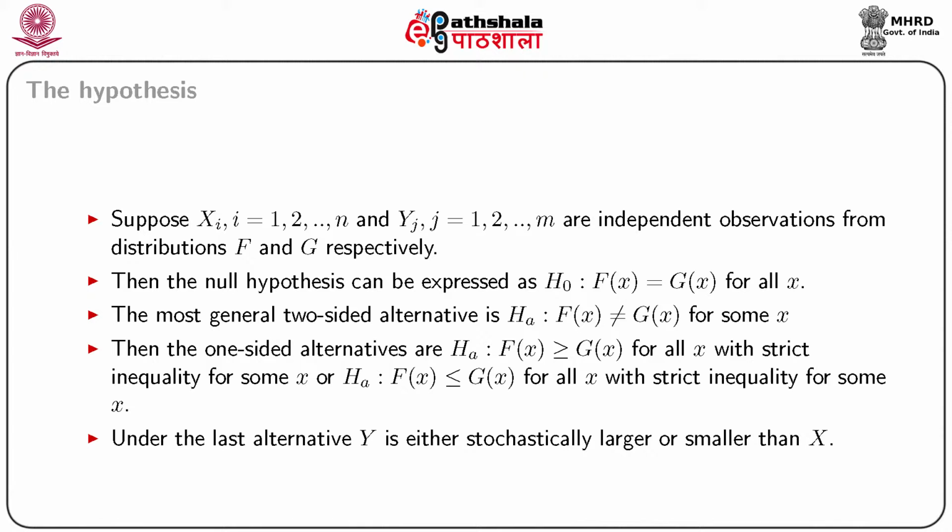But what does this mean? If F(x) greater than or equal to G(x) for all x, then probability X1 greater than or equal to x is less than or equal to probability Y1 greater than or equal to x, and this holds for every x. That is, Y1 takes higher values more frequently than X. In other words, Y1 is stochastically larger than X1. Similarly, F(x) less than or equal to G(x) for all x implies X1 is stochastically larger than Y1.